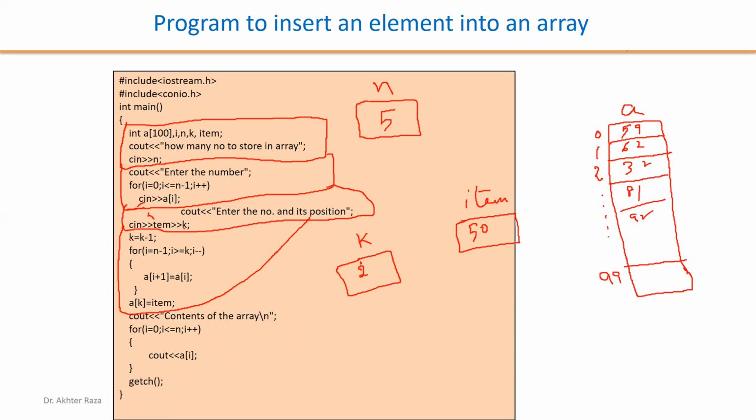Why is k equal to k minus 1? Because I want to insert at the second position, the second element. The second element has position number 1. So if you have to insert at the second location, the index of the second location is not 2, the index of the second position is 1. That is why k becomes k minus 1 here.